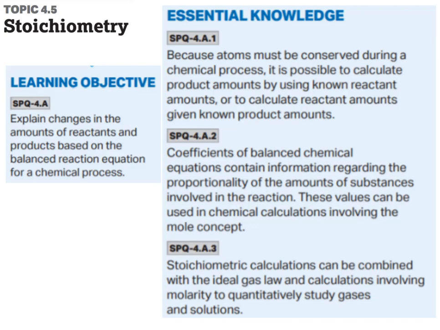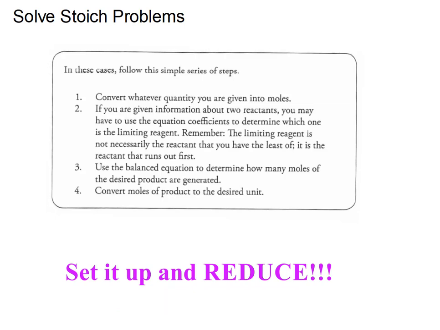You'll also need to be able to do stoichiometry. Besides just regular stoich, you need to be able to use the ideal gas law, which we've seen previously is PV = nRT, to solve for moles and then do stoich with that. Or maybe you need to use molarity, which we've also seen previously, moles per liter. These were your steps for stoich. Remember, when you don't have a calculator, set it all up and reduce.